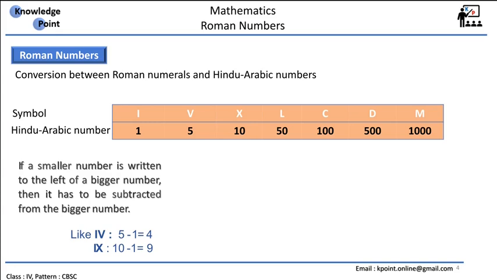Same way, X has a value 10. If to the left of that we write I, which means a smaller value alphabet is there, then we have to subtract the value of that alphabet. Like X has a value 10 and I has a value 1. So 10 minus 1 is equal to 9.